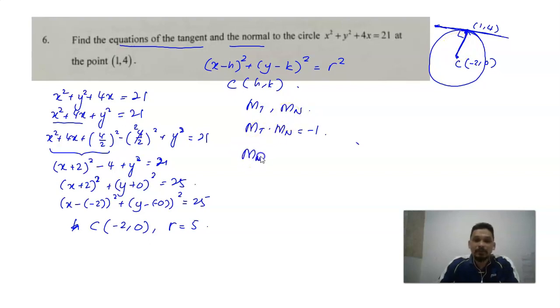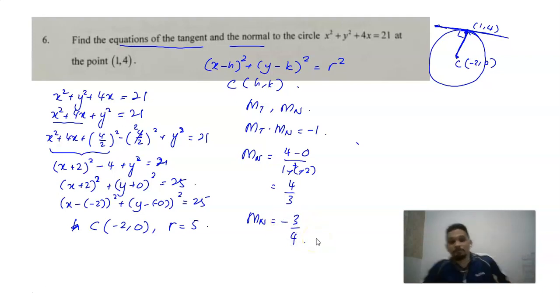So the gradient of normal equals (y2 minus y1) over (x2 minus x1). I consider this one as (1, 4) and this one here as (-2, 0). So 4 minus 0 divided by 1 minus negative 2. Negative becomes positive, 1 plus 2 equals 3. So the gradient of tangent is 4 over 3, and the gradient of normal equals negative 3 over 4.